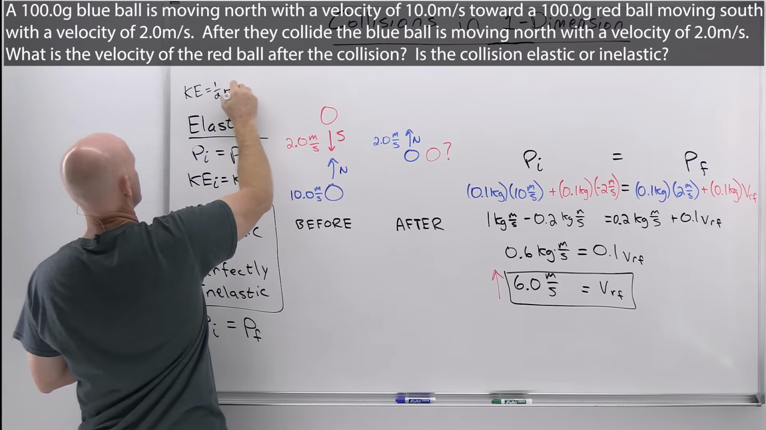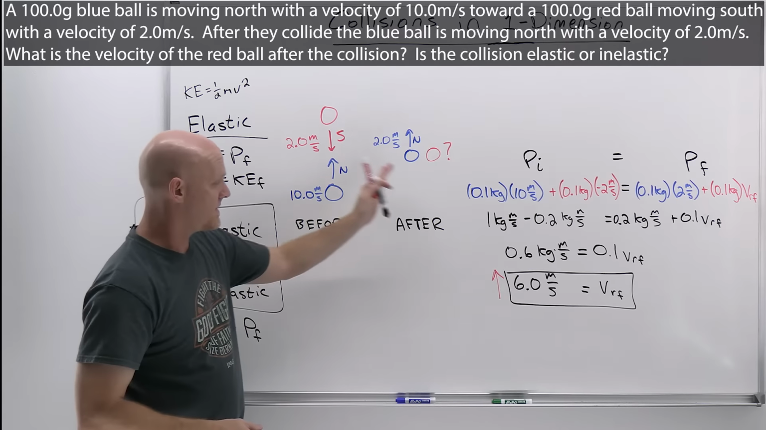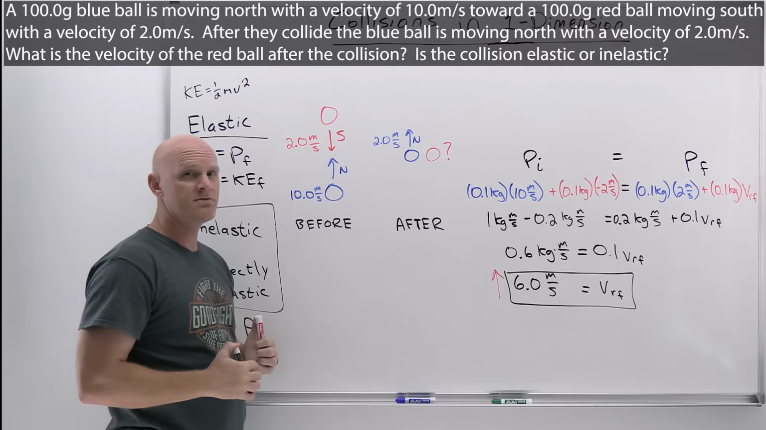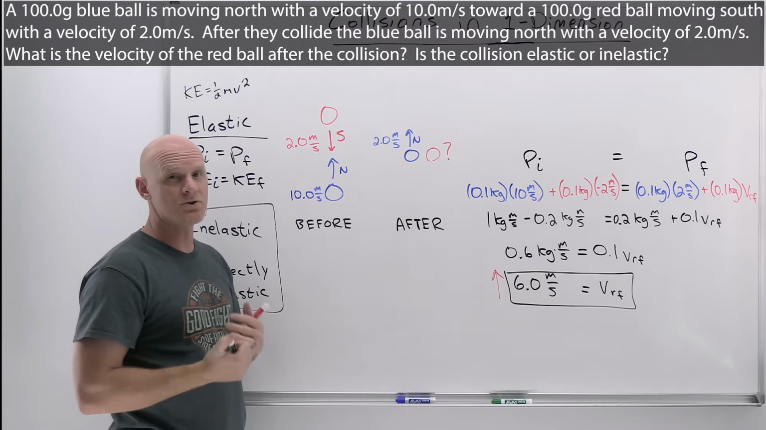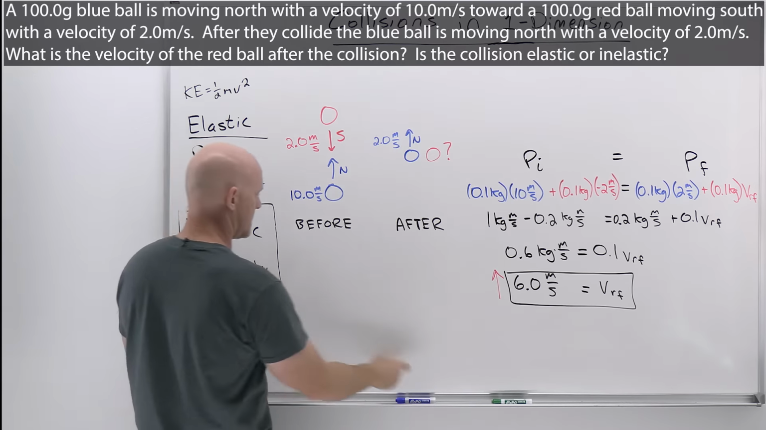is again 1/2 mv squared. We can just sum this up before and after and see if it comes out the same. And again, there's no vector here for kinetic energy. It's a scalar, and so direction does not matter. So if we look at this, for the blue ball, actually we'll start with the red ball, why not?